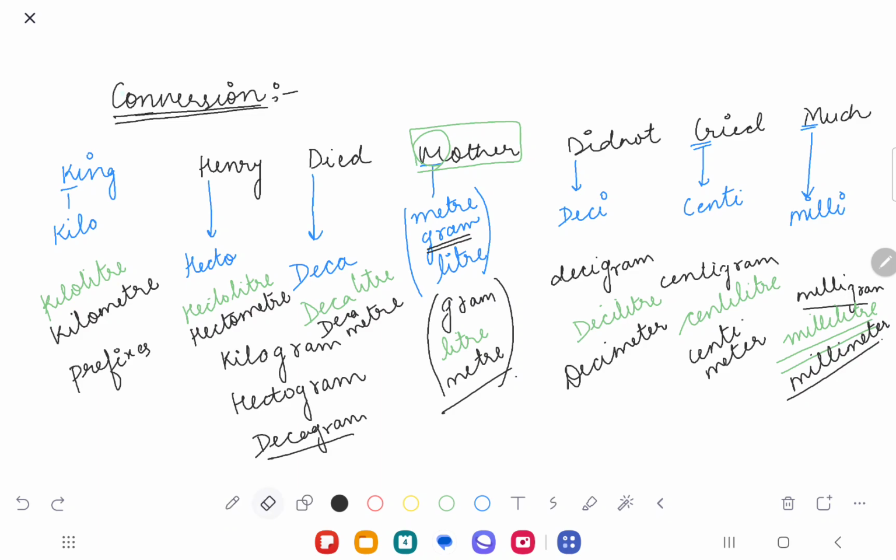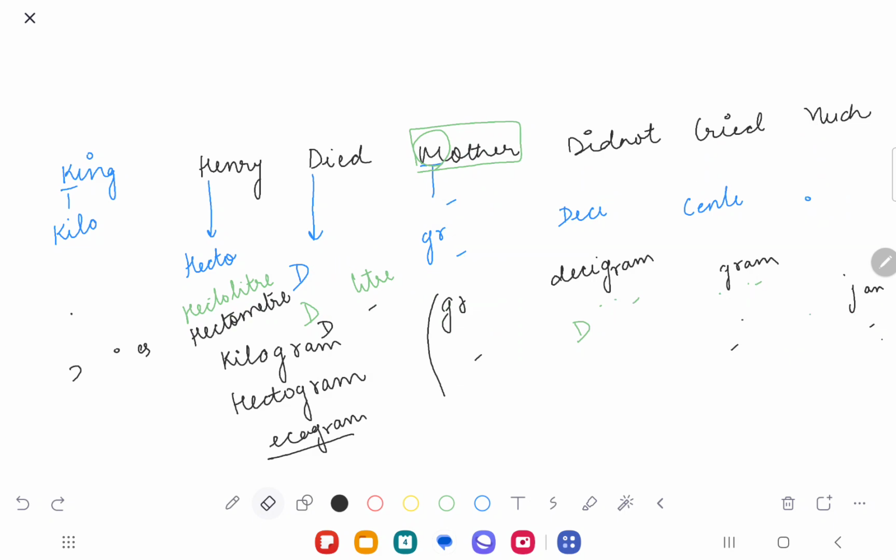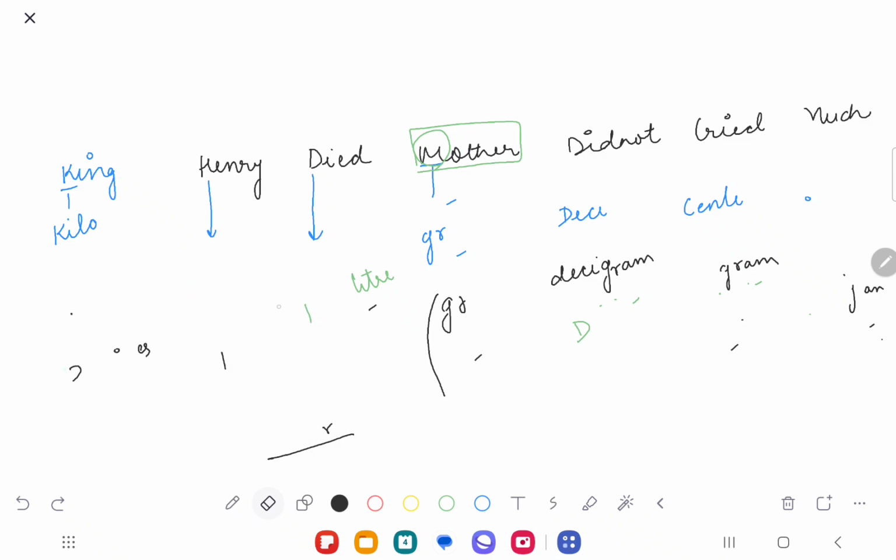If at all I ask you to carry out the conversion, just write down this sentence. King Henry died. Mother did not cried much. And what you can do, you can simply under every letter write down its prefixes. Are you understanding? So it would be kilo, hecto, deca, meter, centimeter, whatever it is.